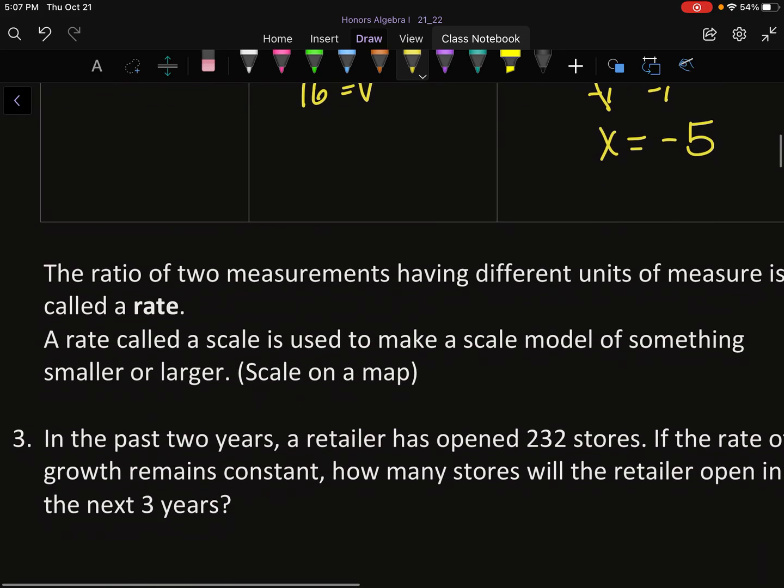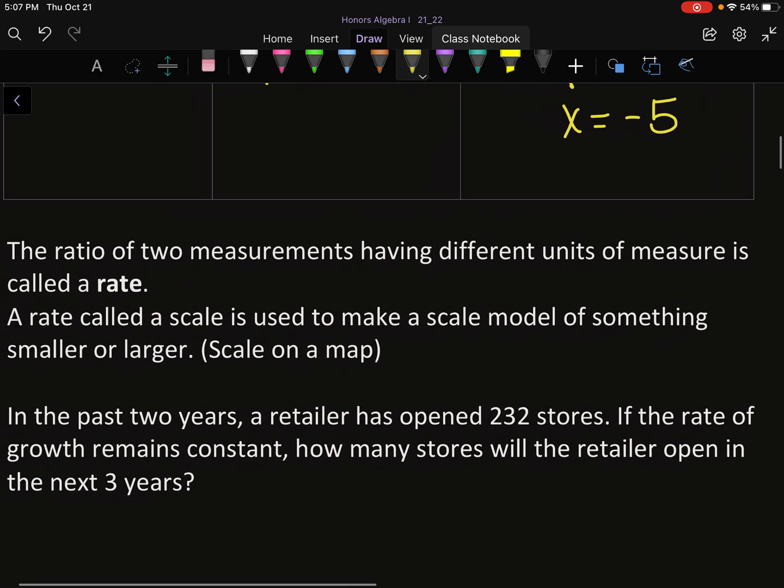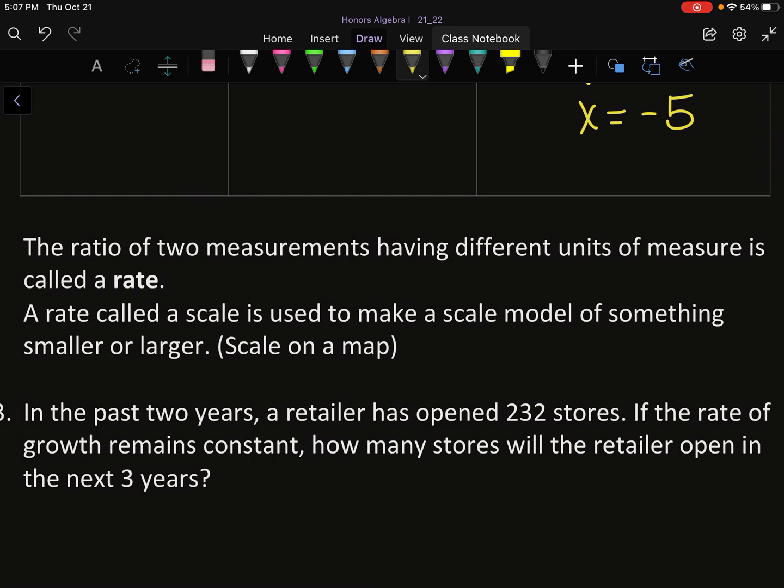Okay, so the ratio of two measurements having different units of measure is called a rate. You know, kind of like 85 miles per hour, right? We do write it like this, but this is just talking about two different units is considered a rate, right? And the rate is miles per hour or cups per minute. Whatever that is, a rate, and it's because it's a ratio of two measurements.